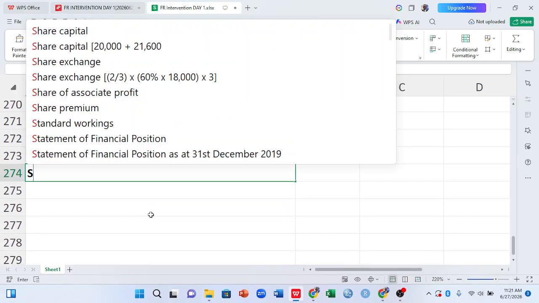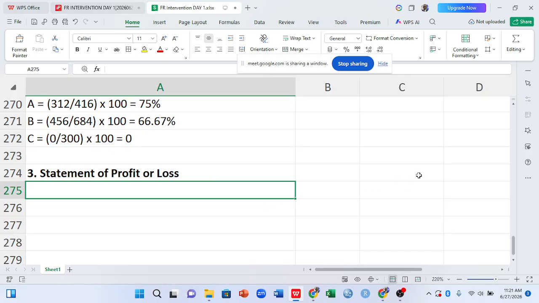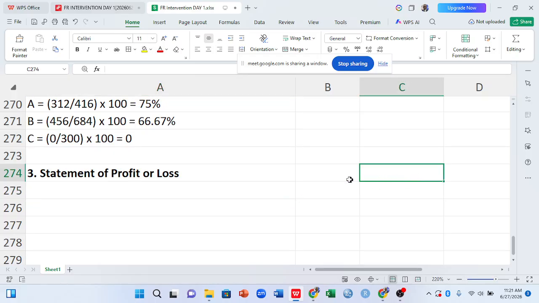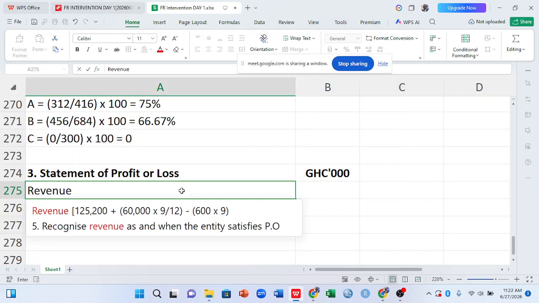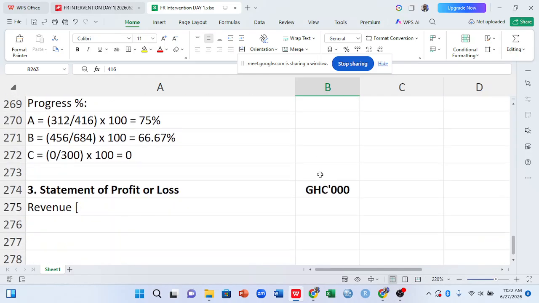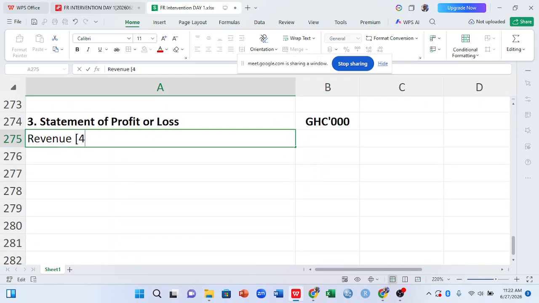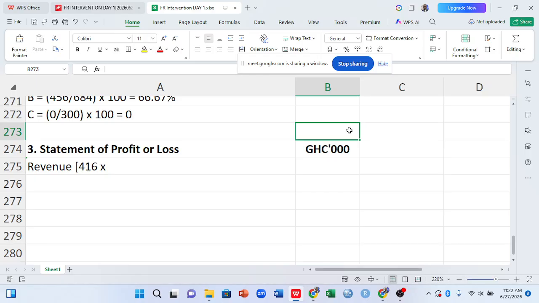Then we go to prepare our statements of profit or loss. So we start with revenue. How do you get revenue? You use your contract price, which is 416, times the percentage. You do it for A, B, and C. So let me bring them on top so that we don't have to repeat for each.